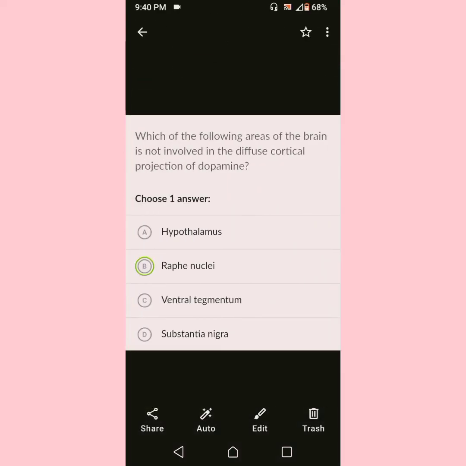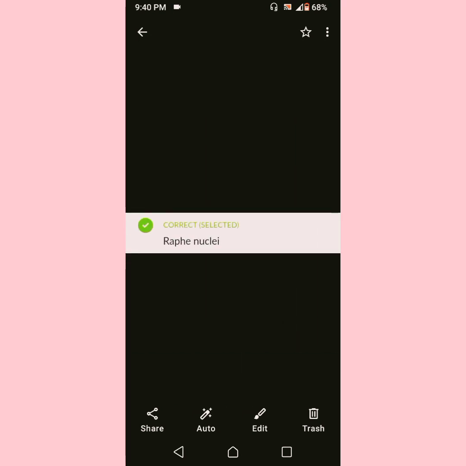Next MCQ is which of the following areas of brain is not involved in diffuse cortical projection of dopamine? Option A hypothalamus, option B raphe, option C ventral tegmentum, option D substantia nigra. The correct option is raphe.